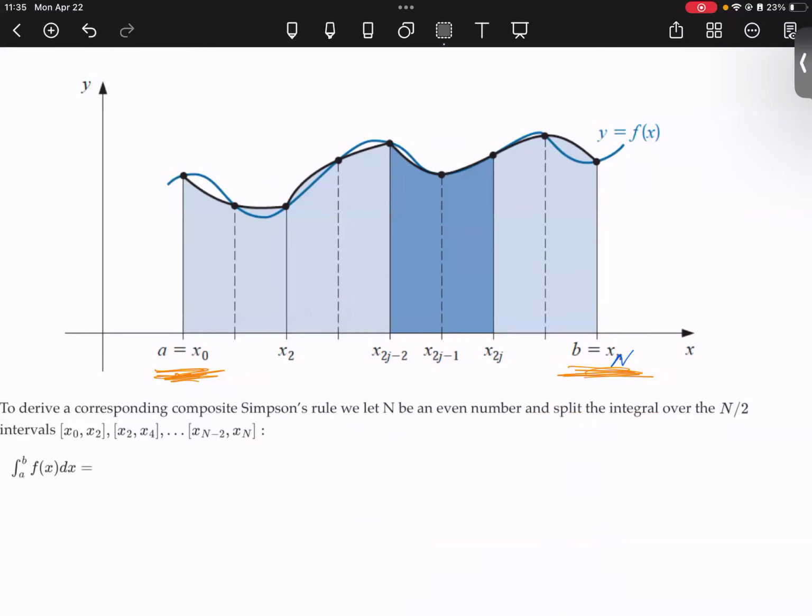It's nothing new compared to the composite trapezoidal rule, but we are applying different things to this interval. And wait a moment. Here the trapezoidal rule is not applied to this x0, x1. We are applying the Simpson's rule, not the trapezoidal rule. We are applying the Simpson's rule to this subinterval, x0, x2. This is the middle point, x1.